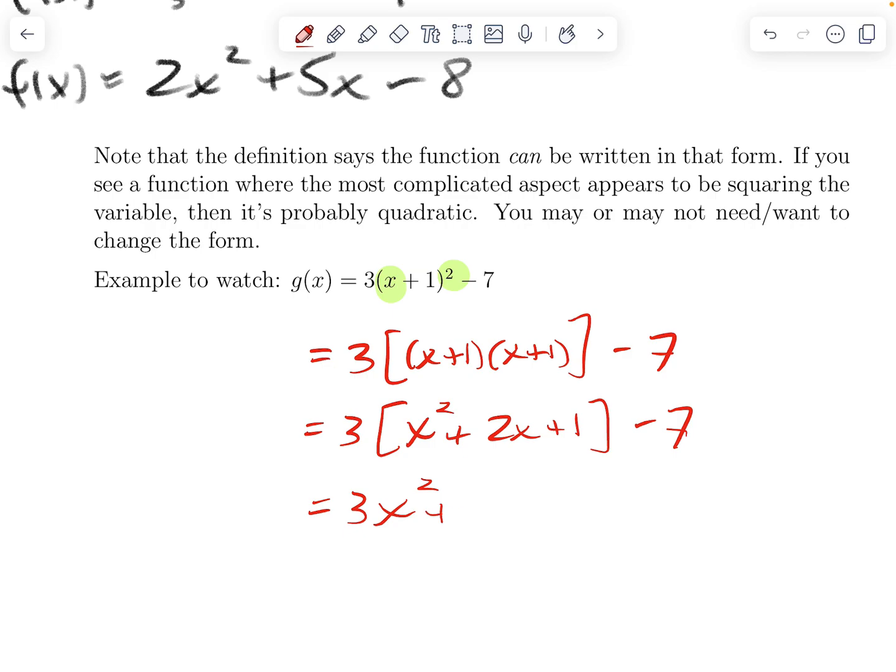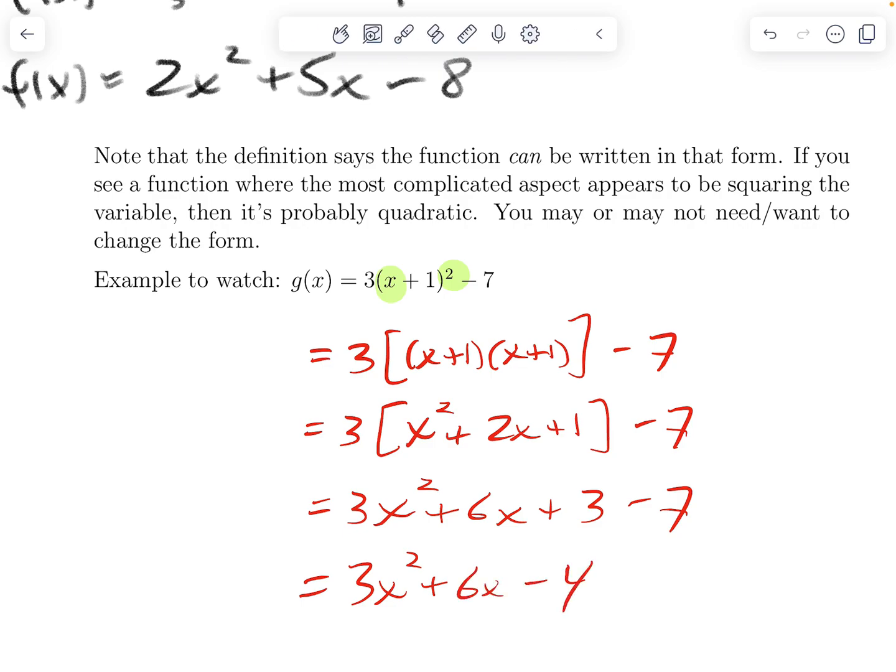I can distribute the 3. And I can group like terms. And then after that work, it's in standard form: something in front of x squared plus something with x plus or minus a number. You don't necessarily have to go through those steps. You can just look at this original and say, okay, I see the x, I see the squaring. This is quadratic.